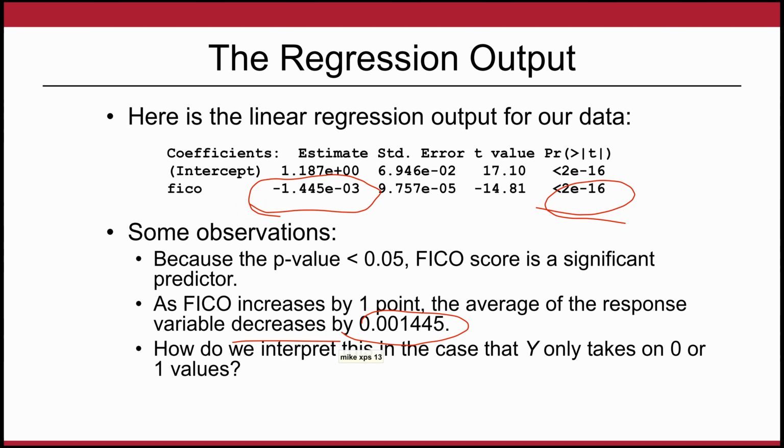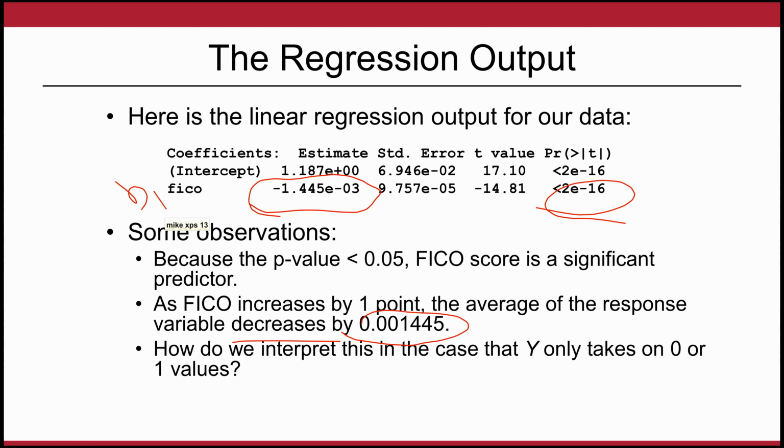Well, the usual interpretation of regression is as x goes up by 1 unit, y is affected by b1. So b1's the relationship. B1 is the slope here. That's the relationship between FICO and y. So as FICO increases by 1 point, so 1 unit change in FICO score, the average response variable decreases by 0.001445. That is saying that as x goes up by 1 unit, on average, y is affected by b1. So in this case, as your FICO score goes up by 1 unit, y goes down by 0.001445.